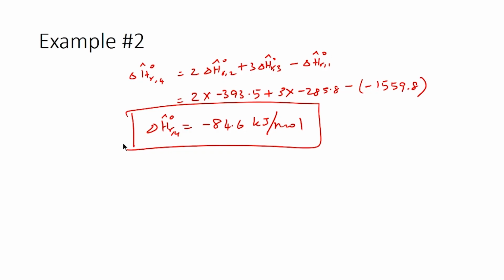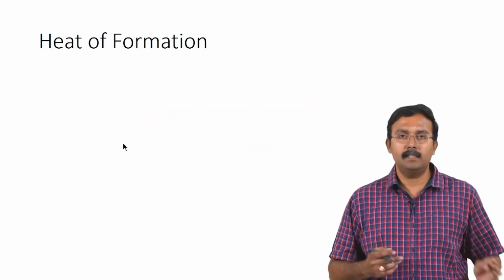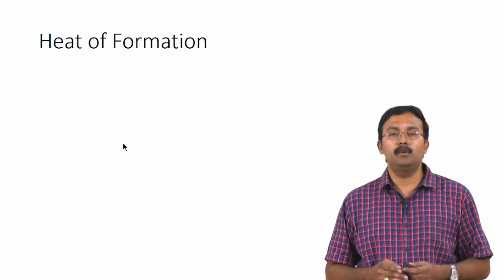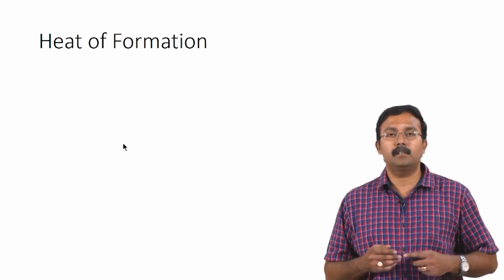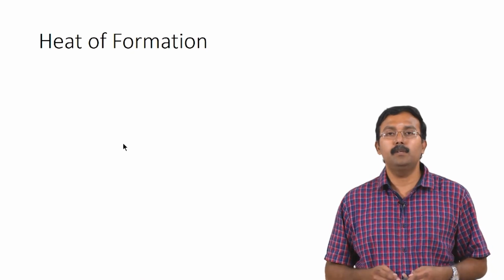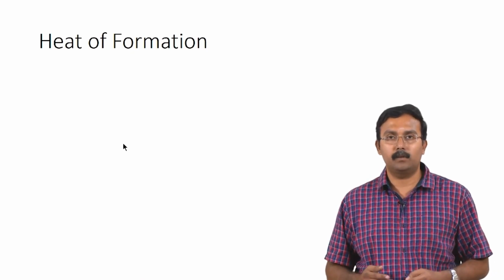All we had to identify was what algebraic operations had to be performed to actually get the fourth reaction from the first 3 reactions that were given, and then we performed the same algebraic operations on the heats of reactions as well. So now that we have an understanding of this, let us move on to certain specific types of heats of reactions which can be used while we perform energy balance calculations.